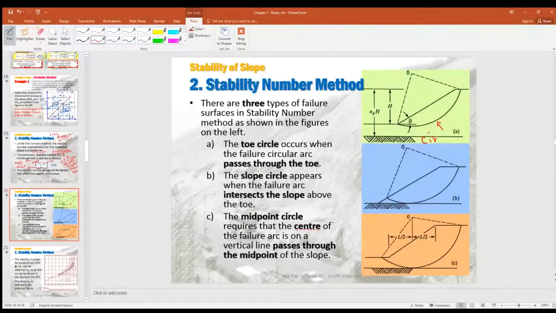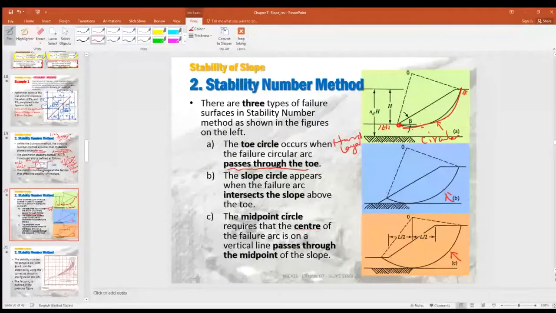It's a circular failure surface, right? Now you've got three types of failure. That's the ground, the top of the slope. Now if you've got a bearing layer, a very hard layer below the toe of the slope, you could have this failure, a little bit down from the toe of the slope. So this point is below the toe, but the failure passes through the toe. You can see here, the failure surface passes through the toe of the slope.